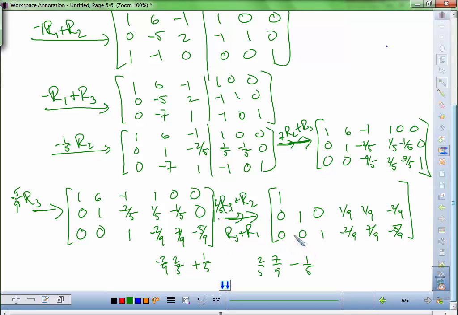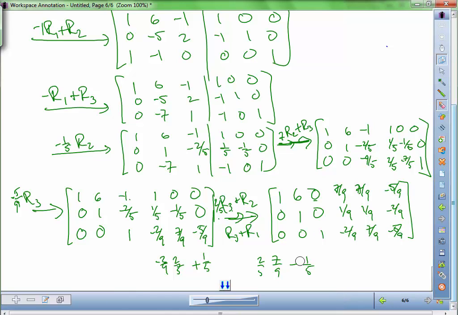Now, if I take row 3 and just add it to row 1, I'm going to get 0 for this element over here. And then now I just have to deal with this other stuff. So 2/9 plus 1 minus 2/9, that's 7/9. 7/9 and minus 5/9. I got one more thing to get rid of there, the 6.